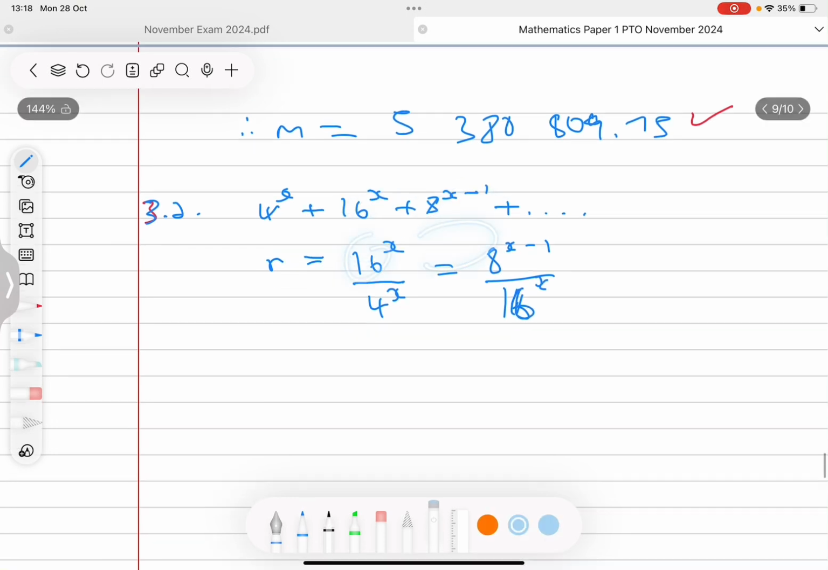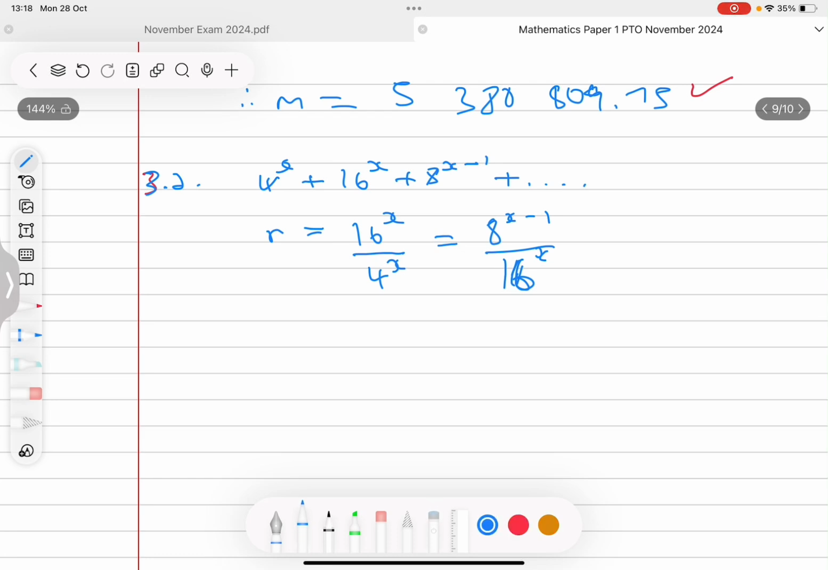Divide this by that. The two ratios here must be the same. That's how we know that this is a geometric sequence. It has the common ratio, right? Now, to find r, we need to find the values of x here, and then we can find r. So this, you can see it's an equation. So I'm going to solve this so that I can get the value of x.